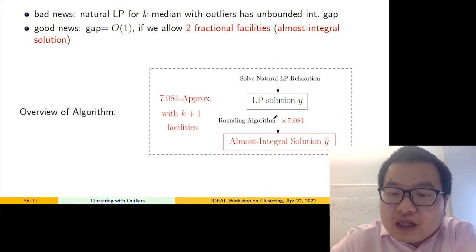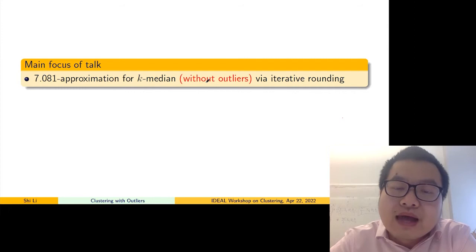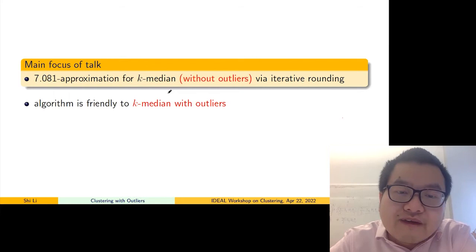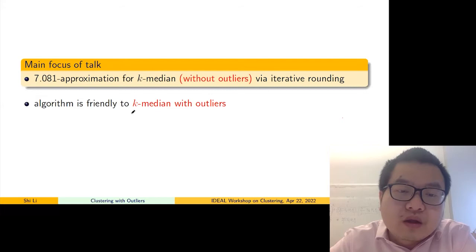Moreover, most of the time we will focus on the K-median problem without outliers. In the literature, the two problems, K-median and K-median with outliers, are very different, and most of the algorithms are hard to extend to the K-median with outliers problem. But our algorithm is very friendly to the K-median with outliers problem. If you have the algorithm for K-median, you can extend it to K-median with outliers with a small modification. So in the talk, we are going to focus on the K-median problem without outliers.